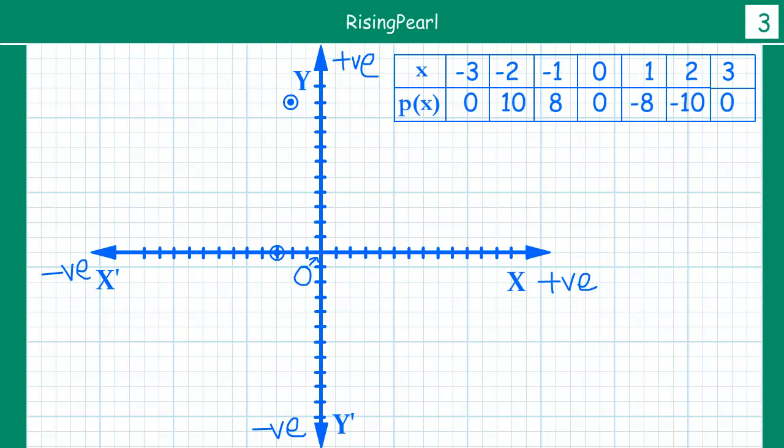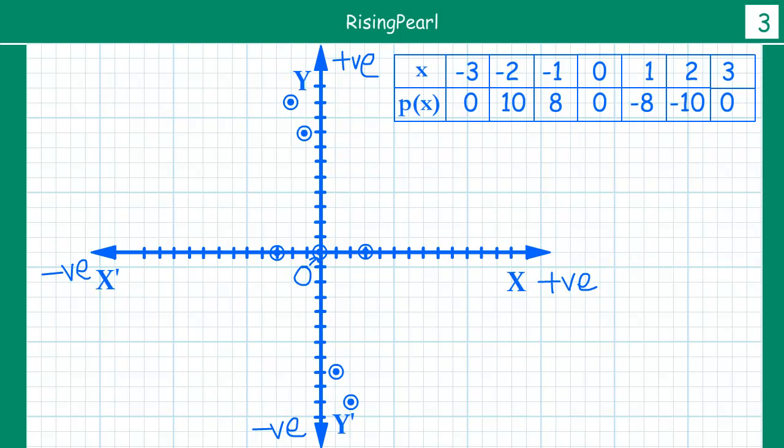Similarly, we can draw (-1, 8). We can draw (0, 0). We can draw here (1, -8). So for x equals 1, this time we go on the right side of the x-axis. The y value is minus 8, so now we go down on the y-axis. This is 8 units down. So this point is (1, -8). Similarly, we see (2, -10), and finally we have (3, 0).